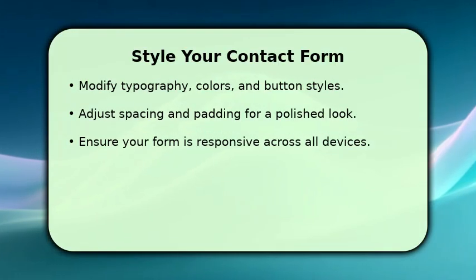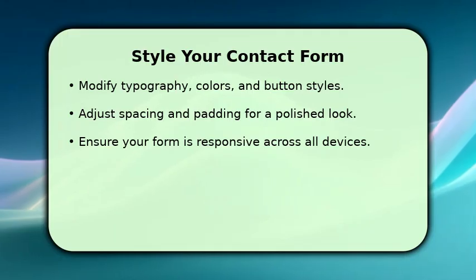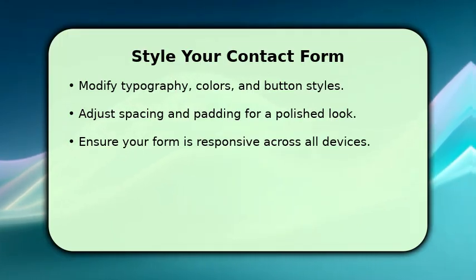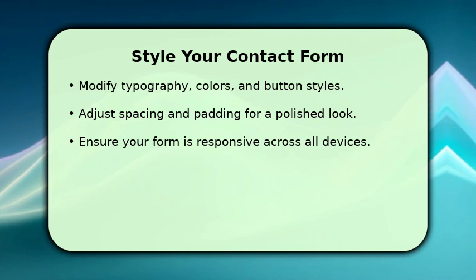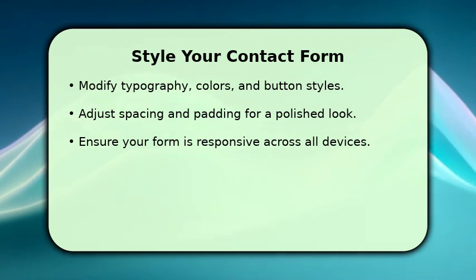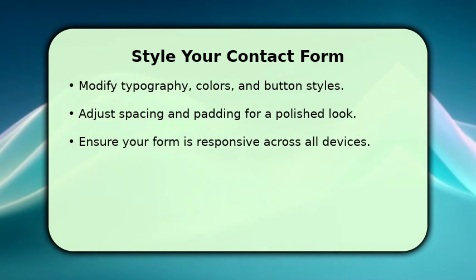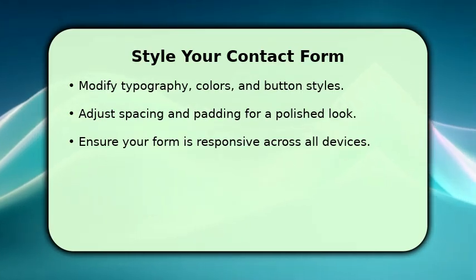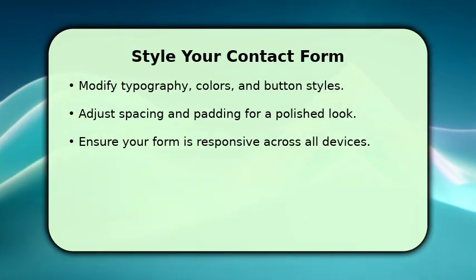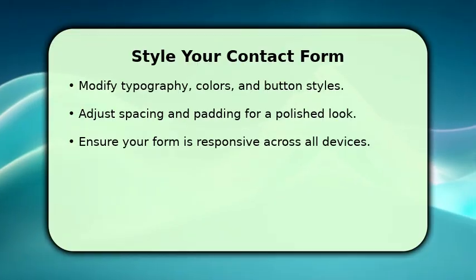Now, let's make your form visually appealing. Head to the Style tab within the Form widget settings. Here, you have extensive control over typography, colors, and button styles. You can adjust field sizes, border radius, and background colors. Fine-tune the spacing and padding to create a clean, professional layout.